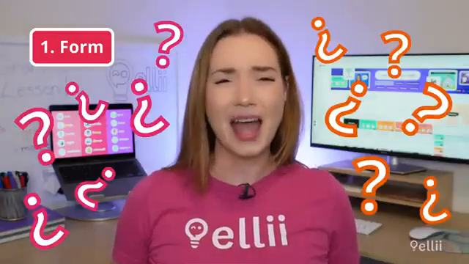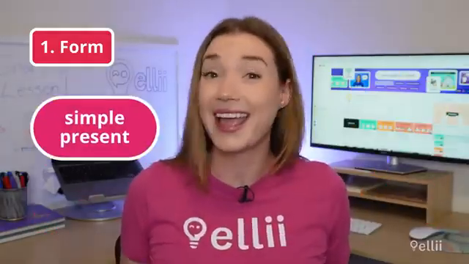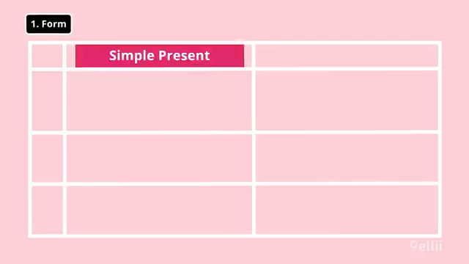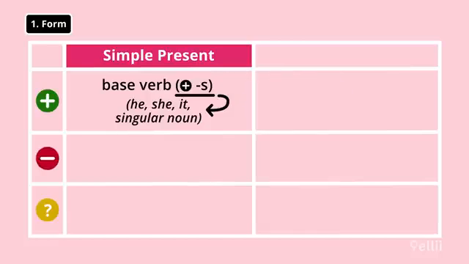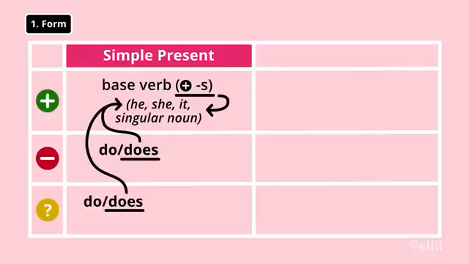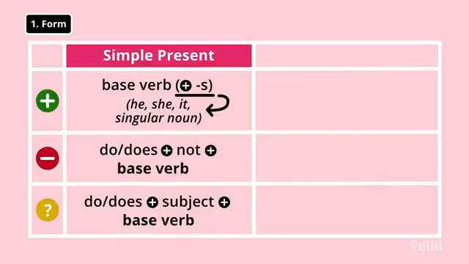Let's start with the form for each verb tense. How do we conjugate the simple present and the present progressive? In the simple present tense, we use the base form of the verb, but we need to add the S ending when the subject is he, she, it, or a singular noun in affirmative sentences only. In negative sentences and questions, we use the auxiliary verb do, which becomes does when the subject is he, she, or it. The main verb stays in the base form.